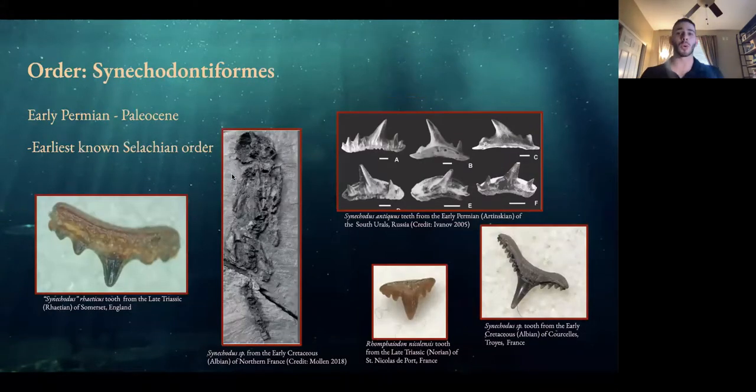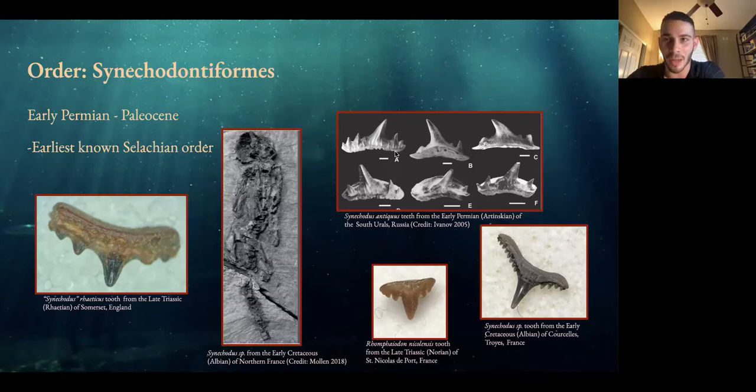So this brings us to our first order of sharks that appear in the fossil record. These are the synechodontiforms. These appear in the early Permian and exist all the way throughout the Paleocene. These have really crazy looking teeth. The earliest described tooth would be Synechodus antiquus, which is from the early Permian of Russia.